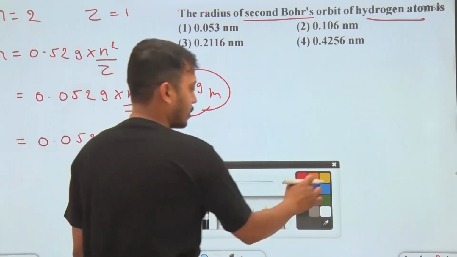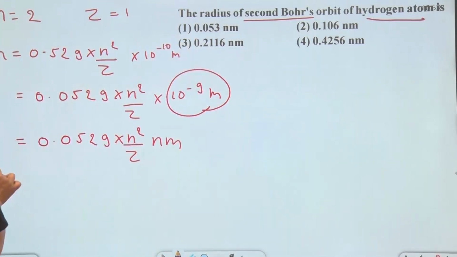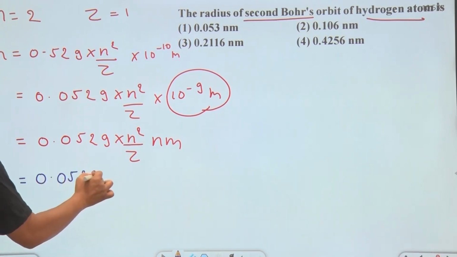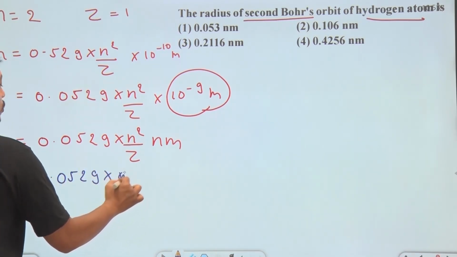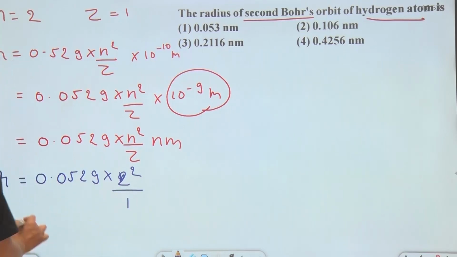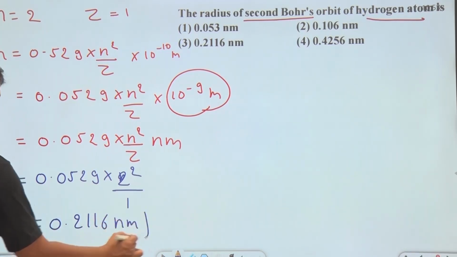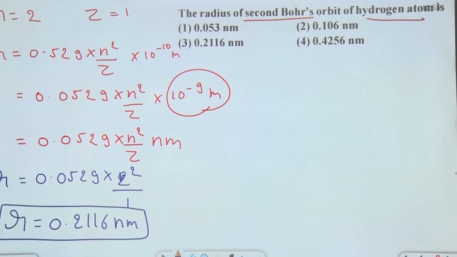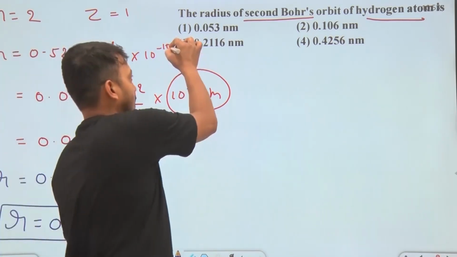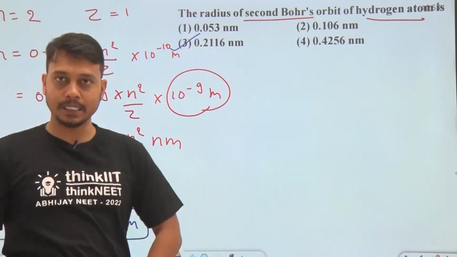Now we have to put the values of n and z. So the radius of the second orbit is 0.0529, the value of n is 2 square, and for z it is 1. On solving this, we get 0.2116 nanometer. So this is the radius of the second Bohr orbit of hydrogen atom. Hence option number 3 is the correct choice.